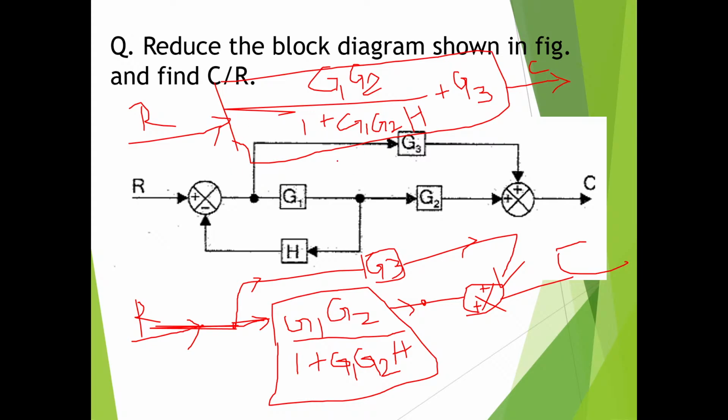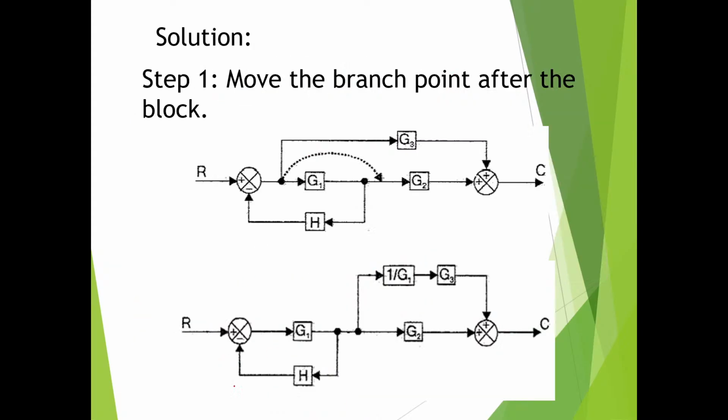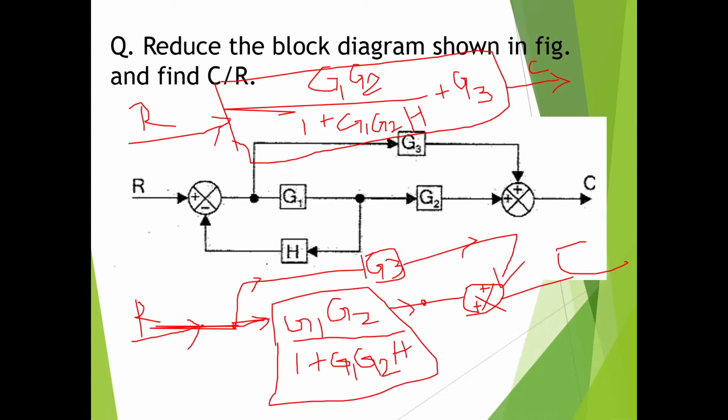Okay. So now what is C by R? G1 into G2 divided by 1 plus G1 into G2H plus G3. Okay, that is it. That is our transfer function. For this method which I have followed, which I have not drawn here, I have followed some other method here. So already I have determined the transfer function in this one slide itself. You can further simplify. You can take a common denominator and you can rewrite this equation again.